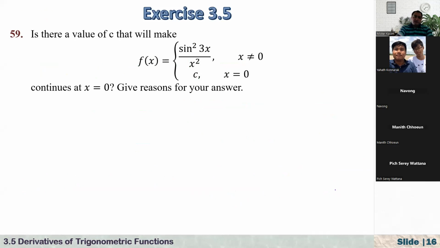Okay, a few examples, and after that, I will finish today's class. Is there a value of c? This example is from exercise 3.5. Is there a value of c that will make f of x, this piecewise defined function, continuous at x equals 0? And give reasons for your answer.